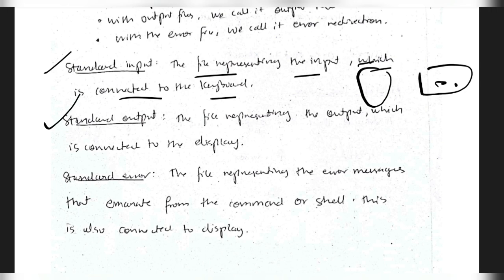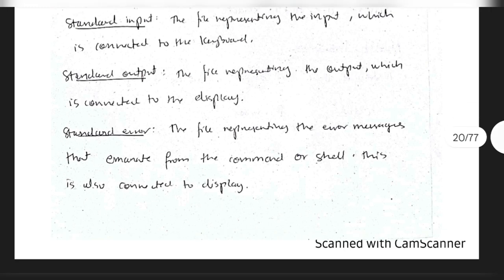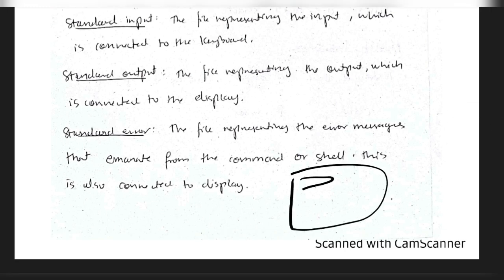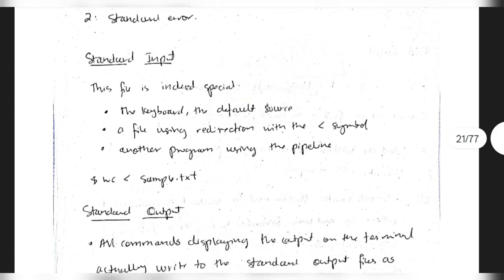Okay, and whatever we need to output, that is getting stored firstly in the standard output file, and then that gets displayed. And standard error means whatever error gets displayed on the screen is first stored in the standard error file, and then it is displayed on the screen. Okay, so the codes are 0 for standard input, 1 for standard output, and 2 for standard error. And this is some of the information about the standard input. You can go through it, and this is the syntax.